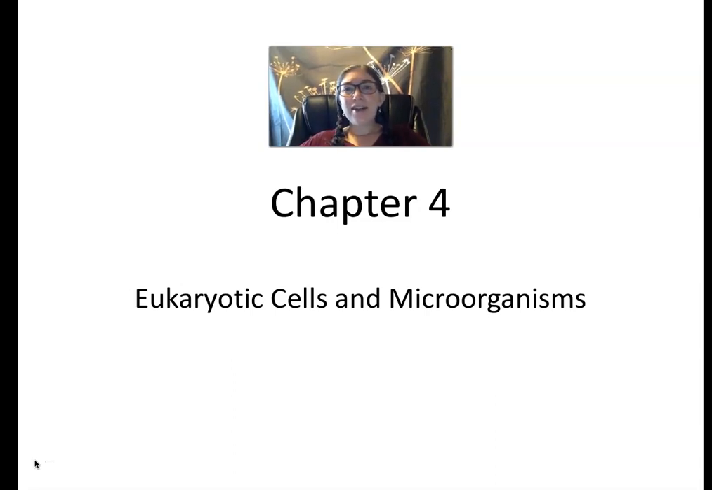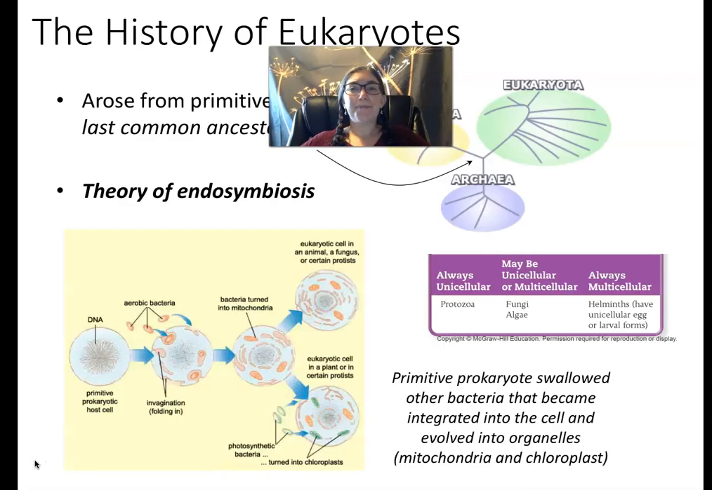So eukaryotic cells are a bit more complex. They have a bit more parts. This chapter is a bit longer, and there's multiple types of eukaryotic organisms that can be pathogens that we'll talk about. So some interesting history about eukaryotes.